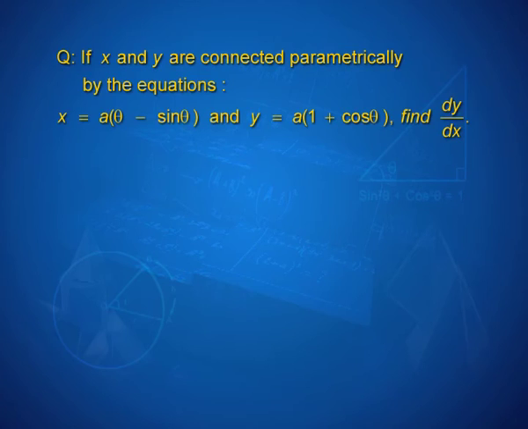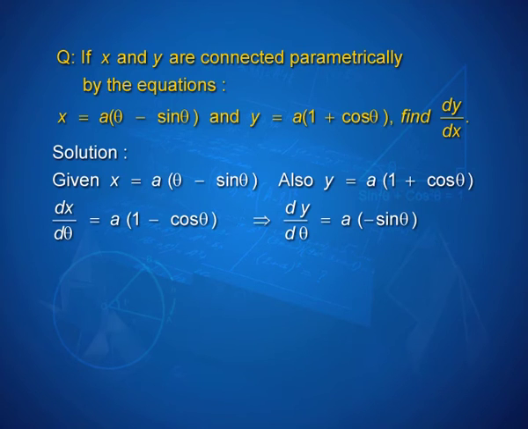Consider one application. If x and y are connected parametrically by the equations, x is a times theta minus sin theta, y is a times 1 plus cos theta, find dy by dx. So, what do we do? You begin by first finding dx by d theta. So, the derivative of a times theta minus sin theta is nothing but a times 1 minus cos theta. Similarly, derivative of y; you have practiced differentiation to a large extent by now, so you are expert at finding such derivatives.